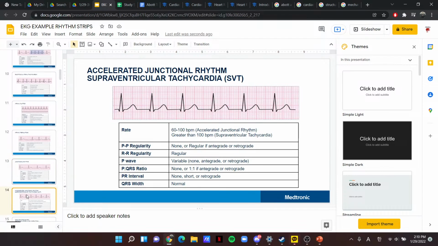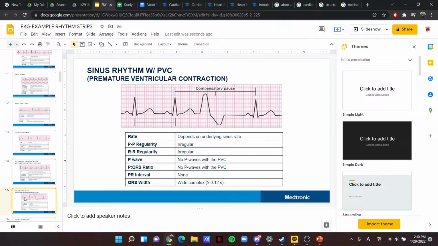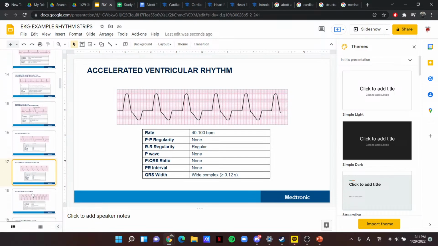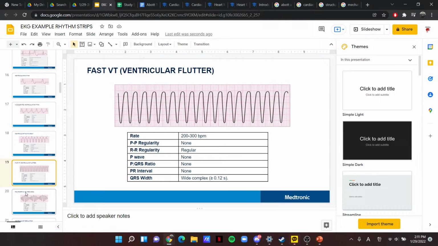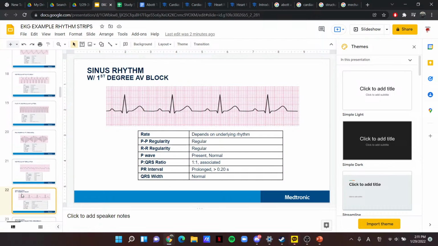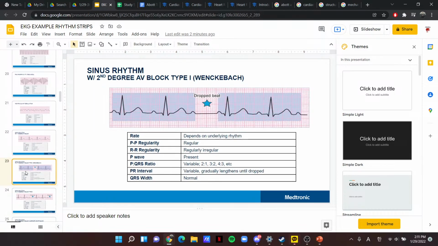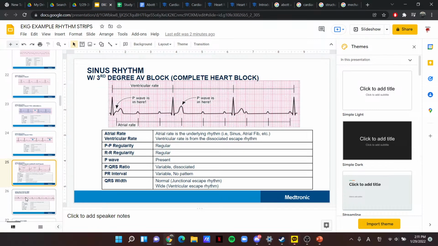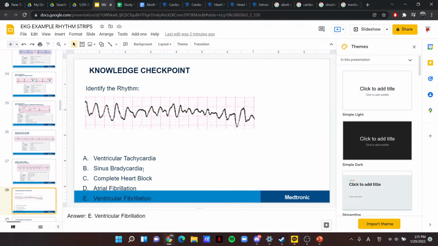Junctional rhythm. Super fast. PVC. Ventricular rhythm, junctional rhythm. Dropped beat, I see. Fluffy.